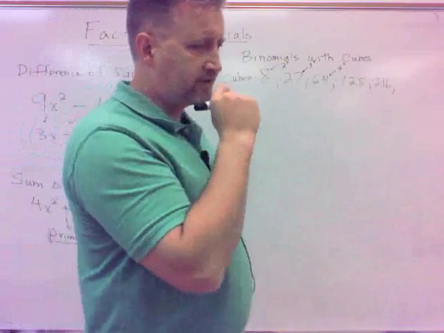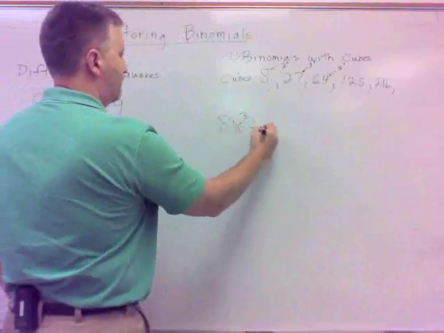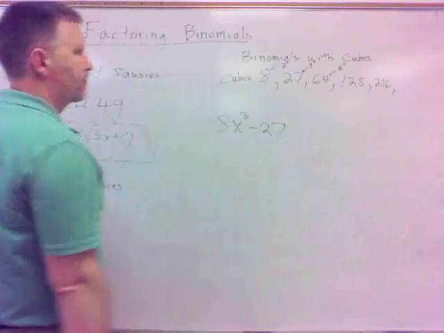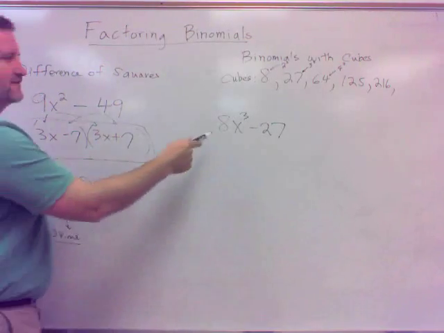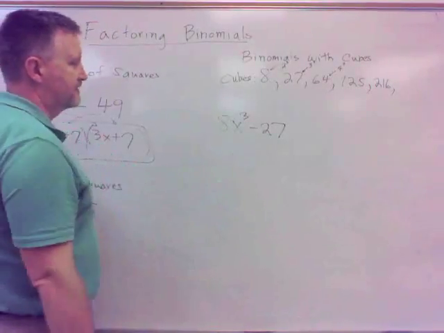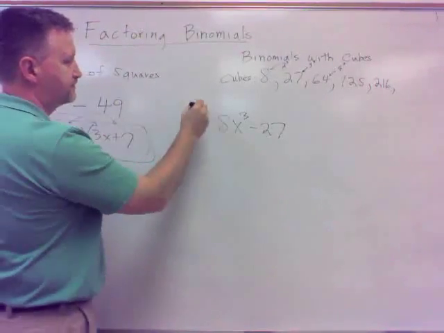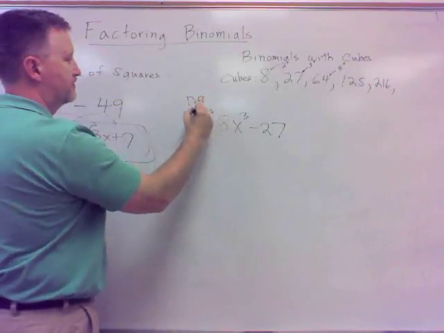All right, let me start with 8x cubed minus 27. Well, obviously, those two are on our list. 8's a cube, 27's a cube. So here I have what? A difference of, not squares, it's a difference of cubes, isn't it? Because 8 is a cube, x cubed is a cube, and 27 is a cube. So now we're not dealing with squares, but cubes.